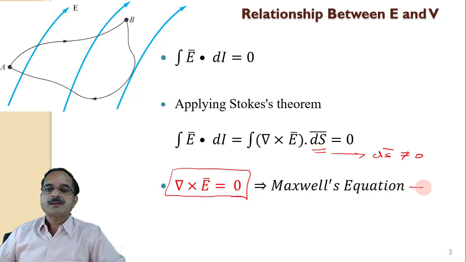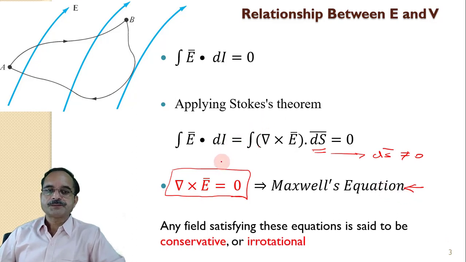And this is one of the Maxwell equations: curl of E is equal to 0. Any field satisfying this Maxwell equation is said to be conservative or irrotational. When we saw the definition of curl, we saw that the curl of any vector indicates the rotational effect. So if curl of E is equal to 0, the rotational effect is 0 for this electric field. In other words, the field is irrotational or conservative.